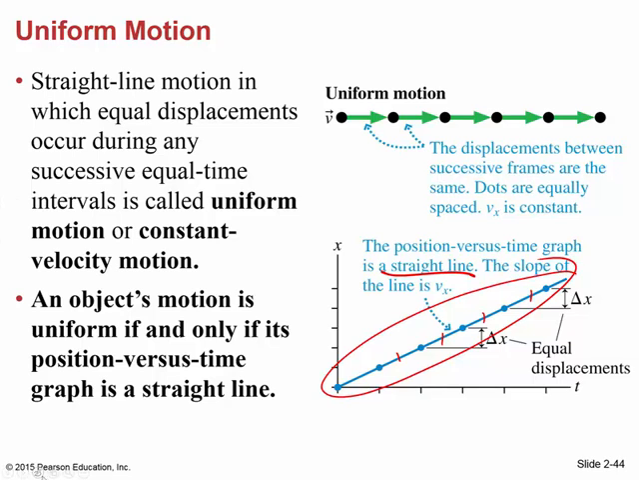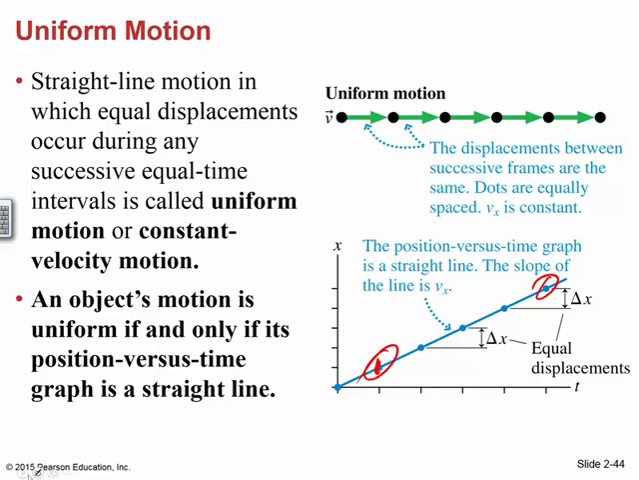So, how do we find this? Well, we just take the slope of the line, don't we? We could take this point and this point and find the slope of the line, and it would be equal at any point along that line.